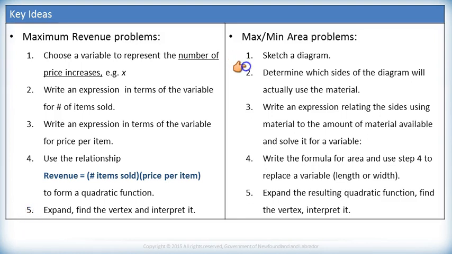For area problems, sketch a diagram and determine which sides of the diagram will actually use the material. Write an expression relating the sides using material to the amount of material available and solve it for a variable. Write the formula for area and use step 4 to replace a variable. Expand, find the vertex, and interpret it.